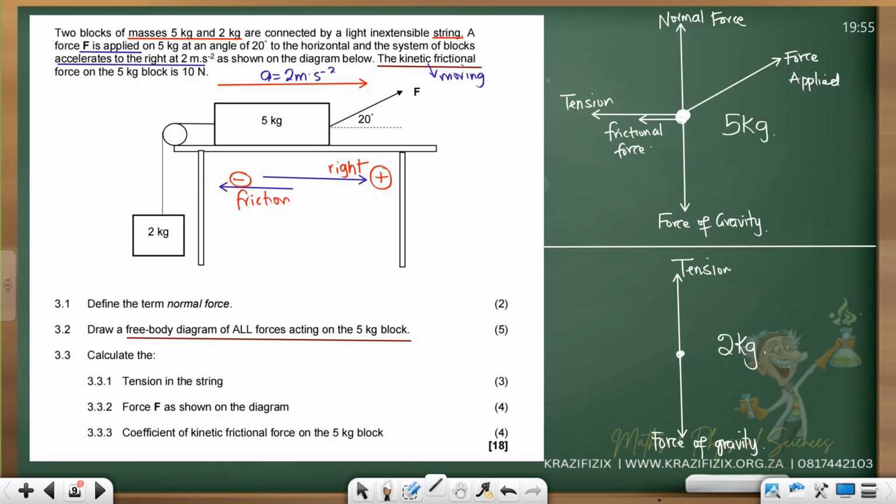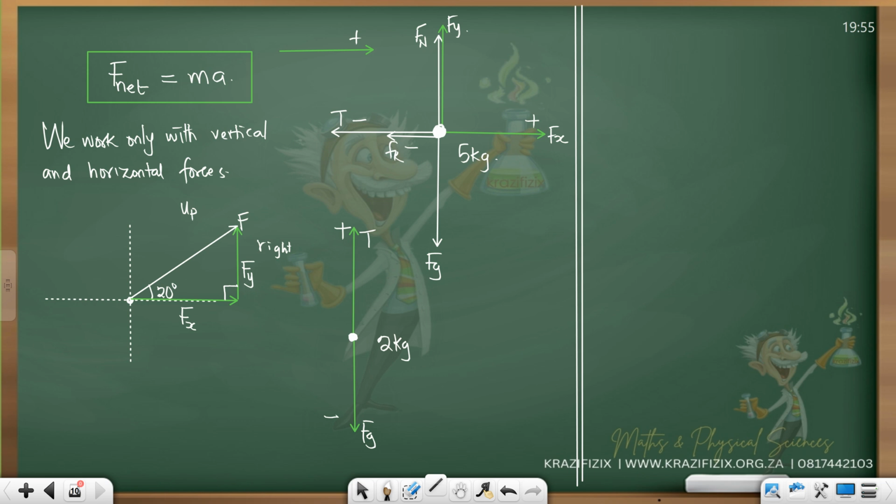All right. Guys, let's quickly answer the first question. What are the calculation question? What are we looking for? Tension in the string. And we can use F net equals to what? MA. But do you notice we don't even know this F? It's a problem. That's a big problem. We have the mass and the acceleration.